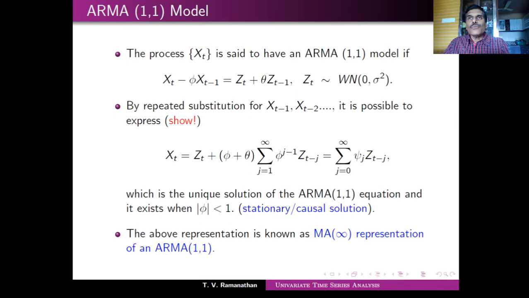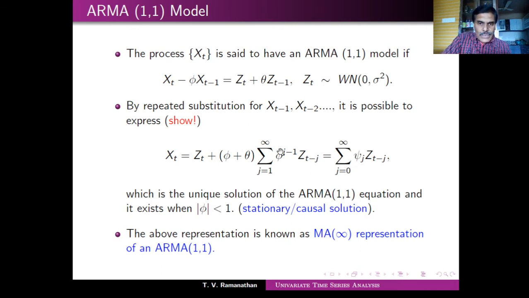Before getting into more details, we consider a simple case where p equal to 1, q equal to 1. So an ARMA(1,1) model is defined as xt minus phi xt minus 1 equal to zt plus theta zt minus 1. This is with our usual notation. And by repeated substitution, it is possible to show that xt equal to zt plus (theta plus phi) summation j equal to 1 to infinity phi to the power of j minus 1 zt minus j.